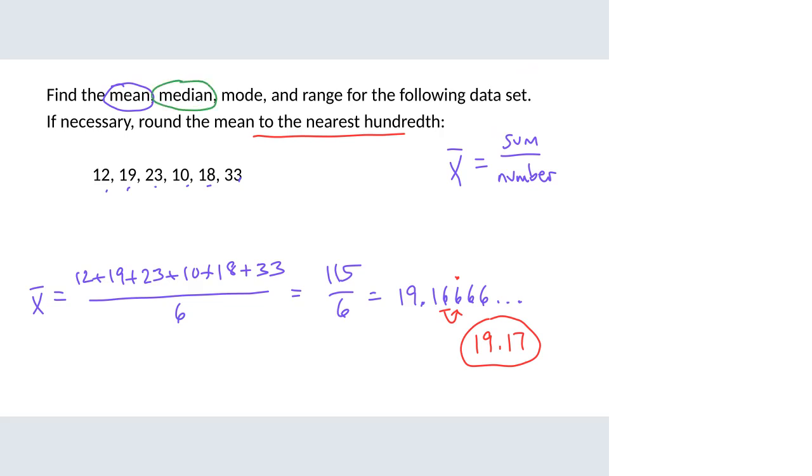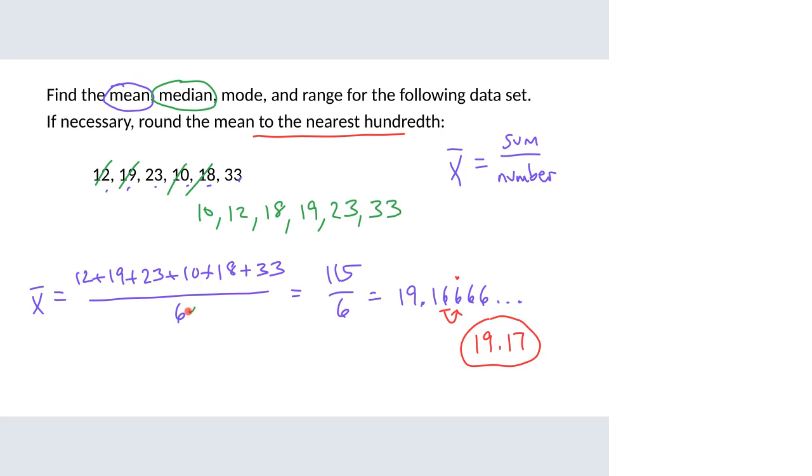For the median, that's going to be the number in the middle, but be careful. Before we can find the median by looking for the number in the middle, we want to make sure we rate these from least to greatest. So let's see, that'll be 10, 12, 18, 19, 23, 33. So before we find the median, make sure you write them least to greatest. And now we want the one in the middle.